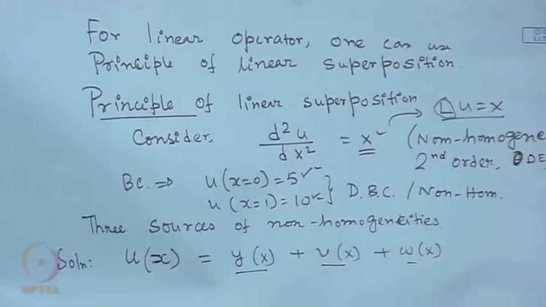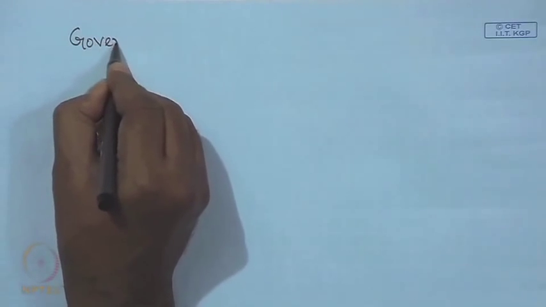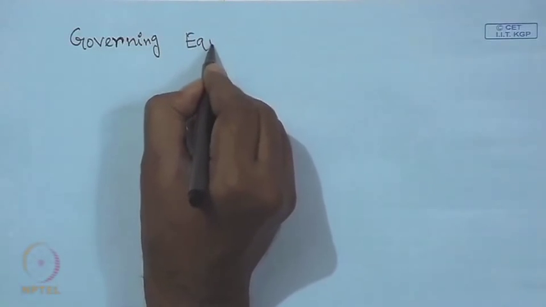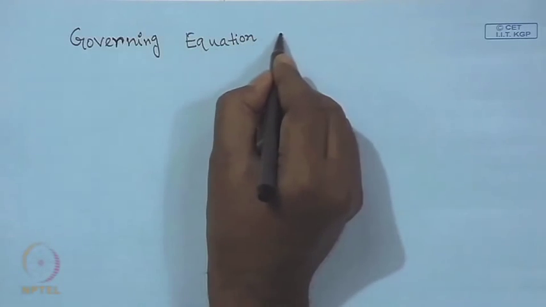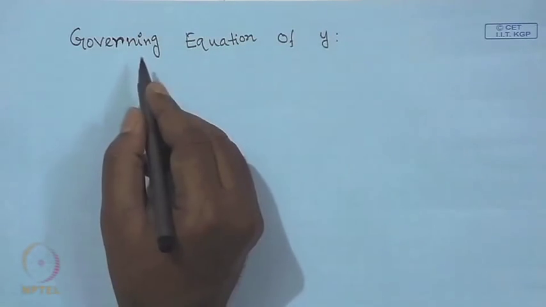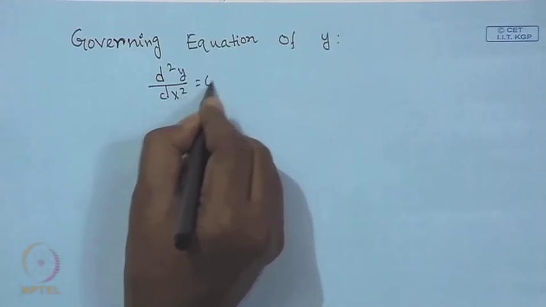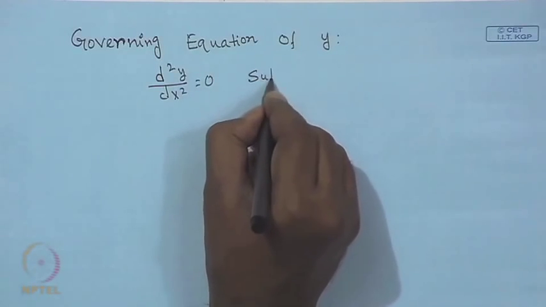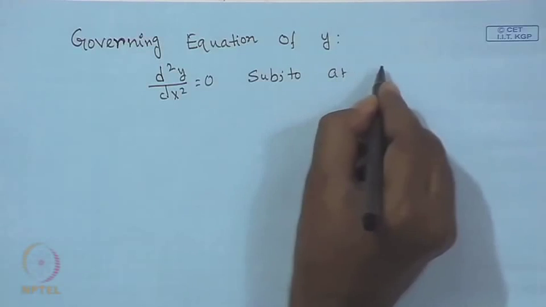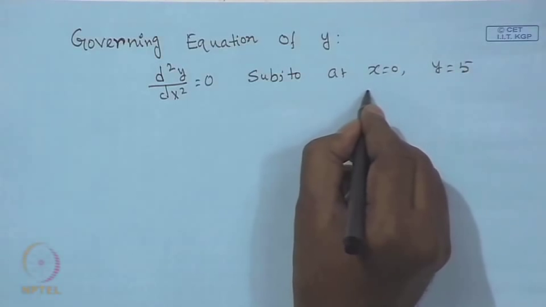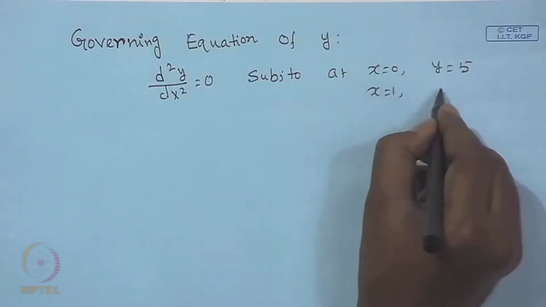So, now let us write down the governing equation of y. Governing equation of y will be d square y dx square is equal to 0, subject to, at x is equal to 0, y is equal to 5, at x is equal to 1, y is equal to 0.